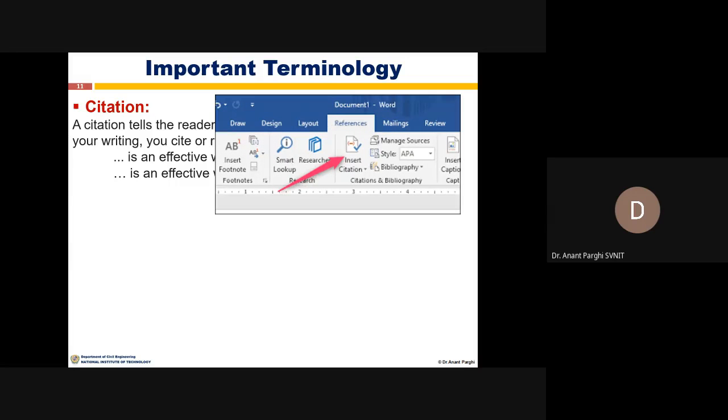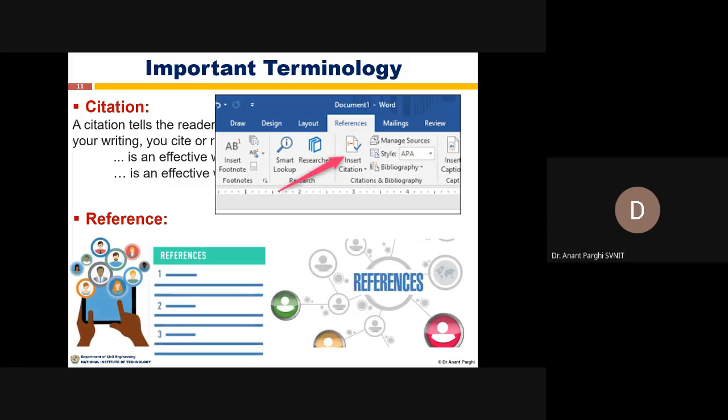Here, if you just open your word processor, Microsoft Office Word, you will see References and Insert Citation. That way you can write the citation in your manuscript. Another is the references, or we can say the bibliography, in library usage. Here there are so many research articles and so many citations, so you need to develop the references.